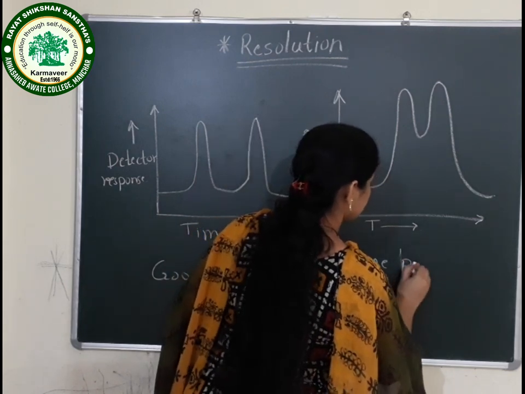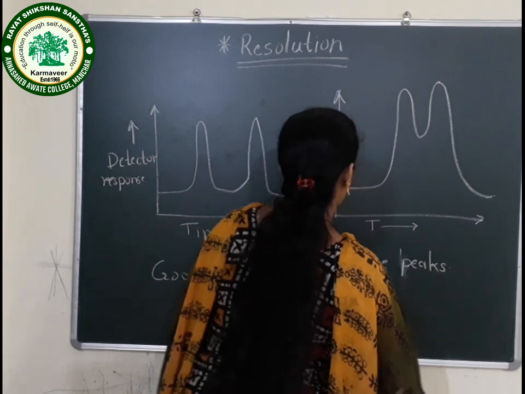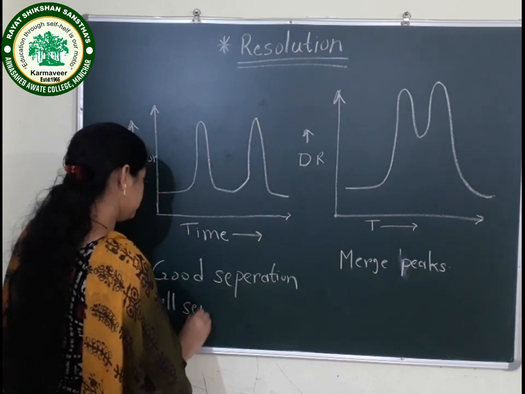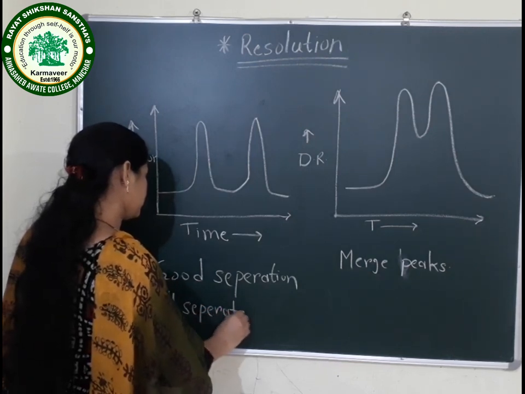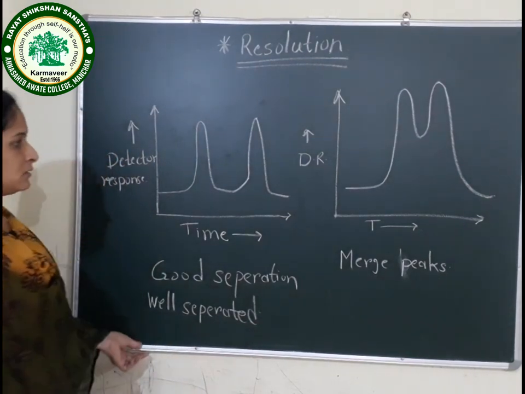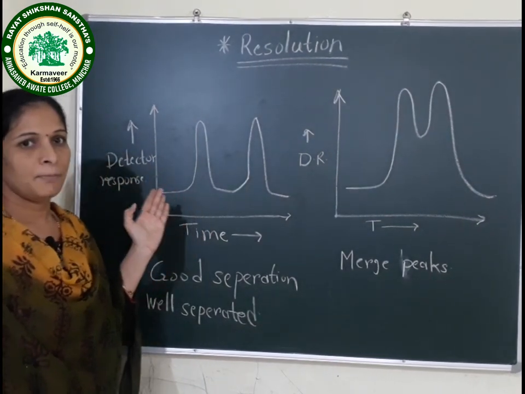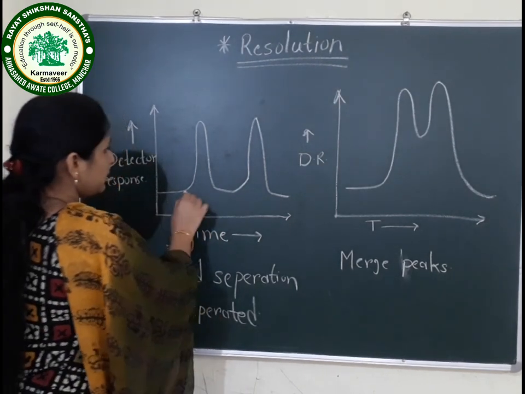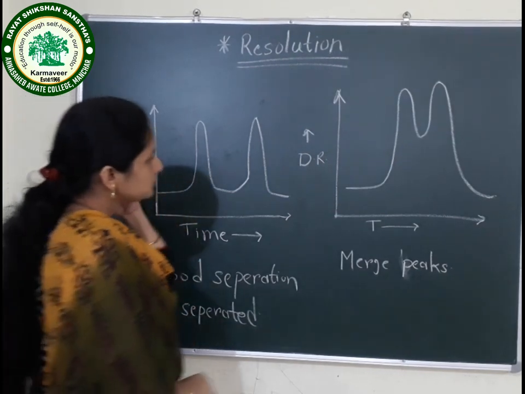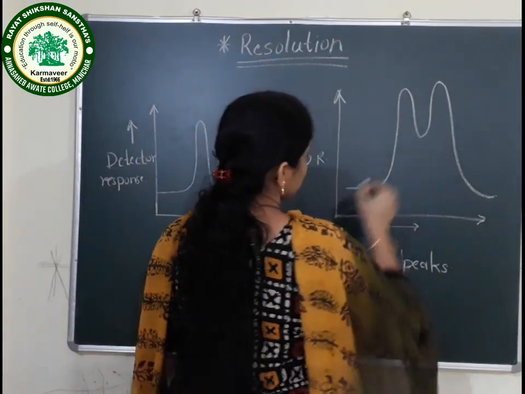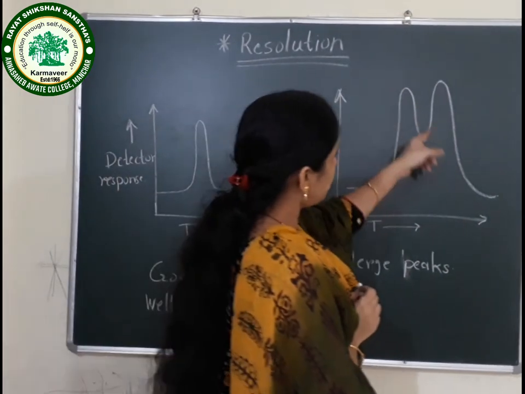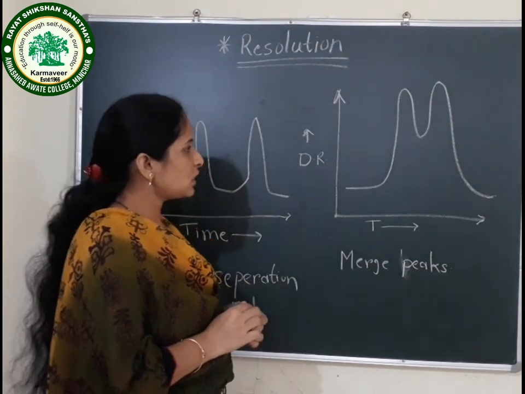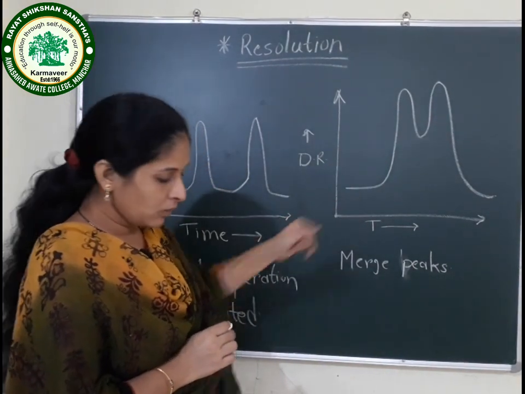Merge peaks on the chromatogram, and in this graph we obtain the well separated peak. When we get such type of well separated peaks, it means the resolution is better in that compound. And when we obtain the merge band, these are the merge peaks on the chromatogram. This is not the good separation. Therefore, resolution is very less in this type of graph.